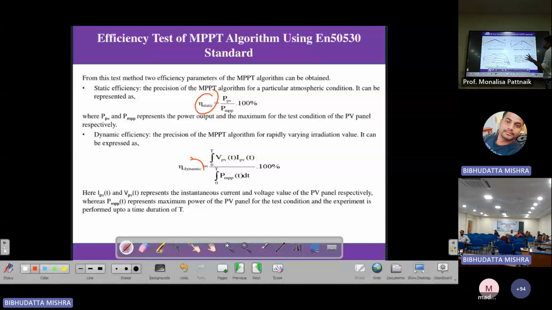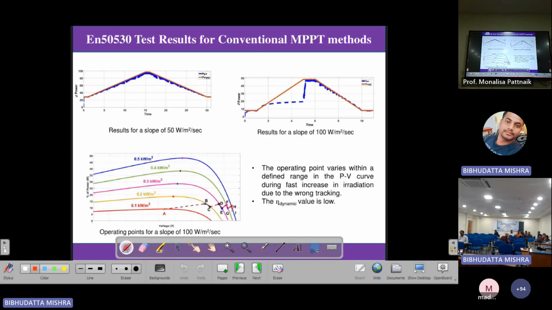Okay. So what we observe, a very interesting point we also mentioned in one of the papers, is what happens if you test with this EN 50530. We did that EN 50530 with a slope of 50 watt per meter square per second, and this is the result for 100 watt per meter square per second. Although if it is a slow variation, there is not a problem, if there is a fast variation, I told you, see what is happening?